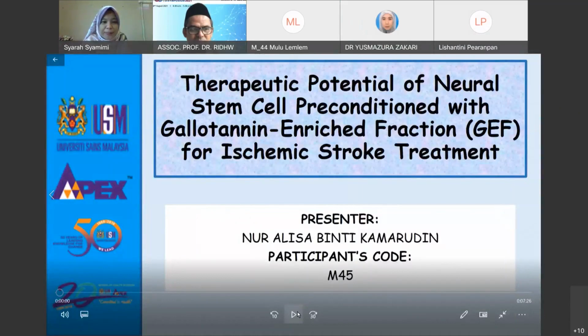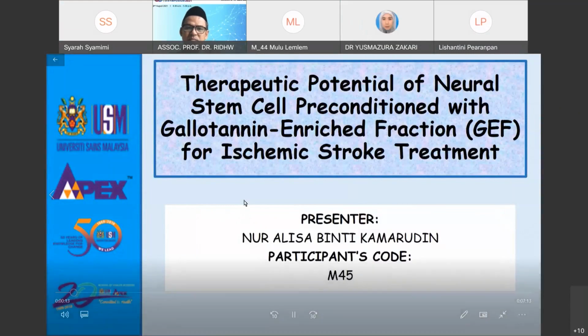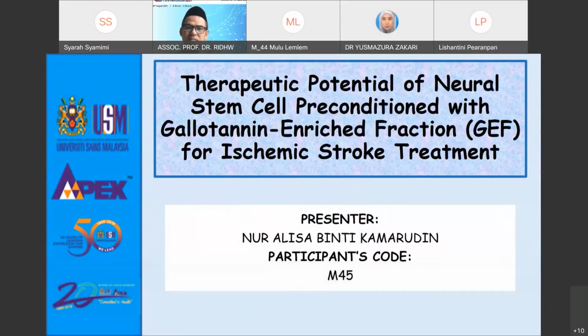Assalamu alaikum and hi, my name is Nur Alisa binti Kamarudin from Universiti Sains Malaysia, and my participant code is M45. I would like to present my study entitled Therapeutic Potential of Neural Stem Cell Preconditioned with Galantamine Enriched Fraction, GEF, for Ischemic Stroke Treatment.